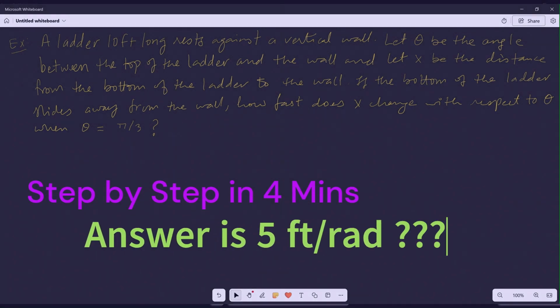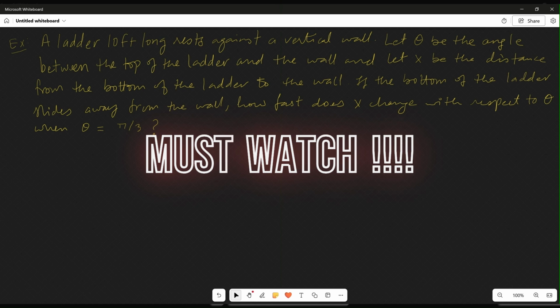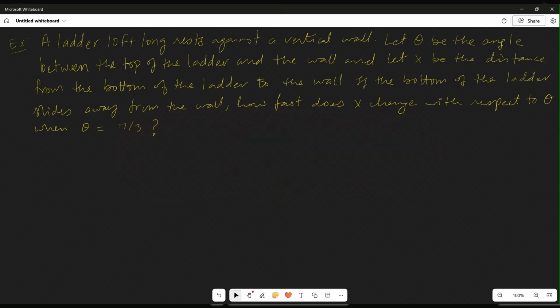Trust me, this is the easiest word problem, and let's quickly go over this. We have this example: a ladder 10 feet long rests against a vertical wall.